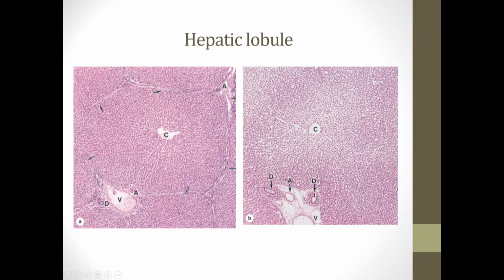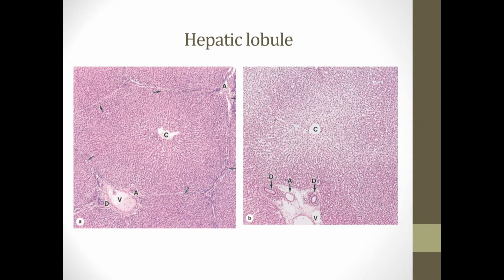And portal triads, yes, here is also a visible portal triad. What are these? The ducts here, artery, vein: this is bile duct, vein, artery. So hepatic triads. It's clear, yes, what does the hepatic triad mean? Located at the periphery, they contain a branch of artery, branch of vein, and bile duct.